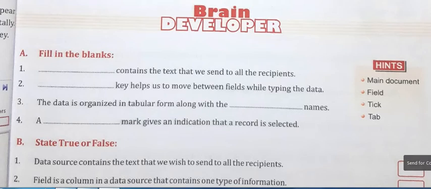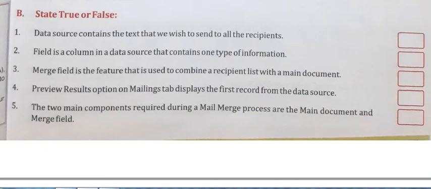Let's see, true or false. First one: data source contains the text that we wish to send to all the recipients. Obviously, no. Suppose any document is there and you want to send it to all the recipients, is that document the data source? No, that is the main document, right? So here it will be false.